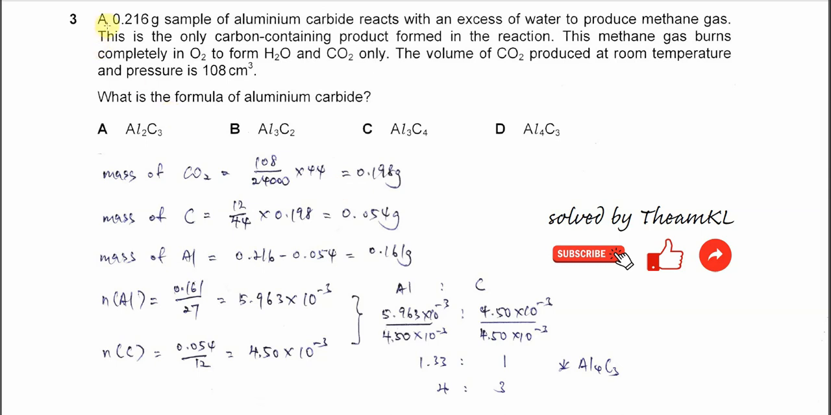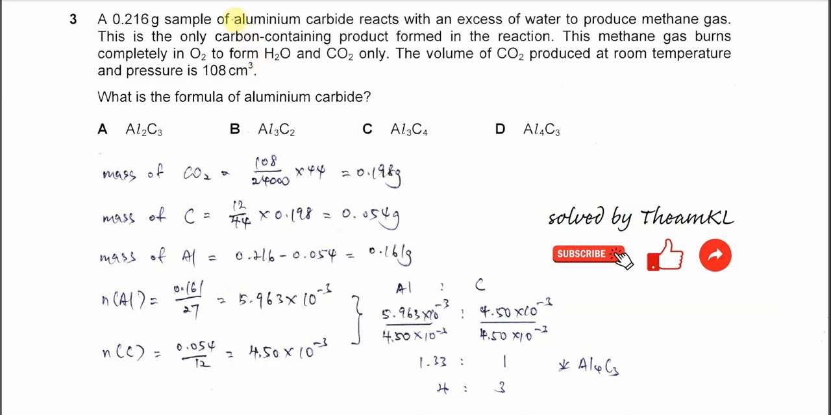Question 3. A 0.216 gram sample of aluminum carbide reacts with excess water to produce methane gas. This is the only carbon-containing product formed in the reaction. After that, the methane gas burns and forms H2O and CO2. The volume of CO2 produced at room temperature is 108 cm3.